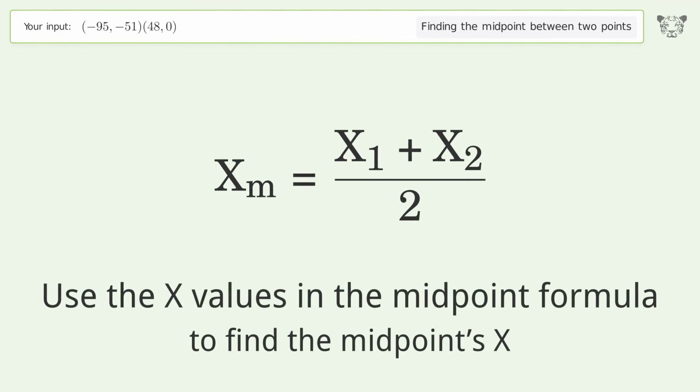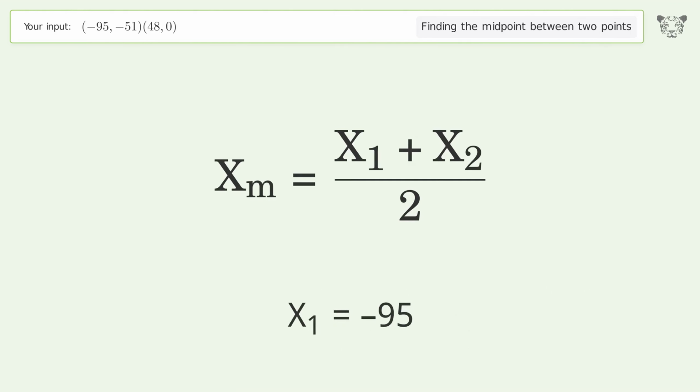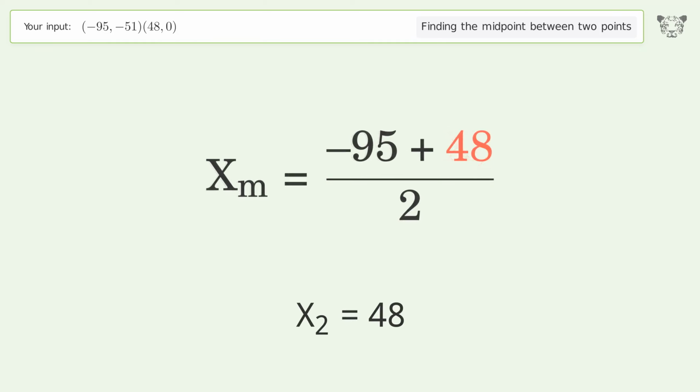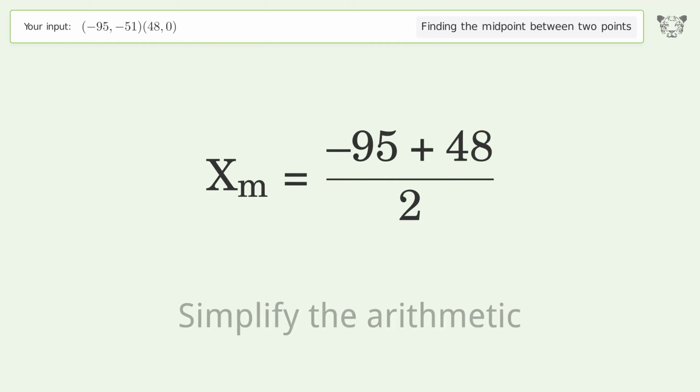Use the x values in the midpoint formula to find the midpoint's x. x1 equals -95. x2 equals 48. Simplify the arithmetic.